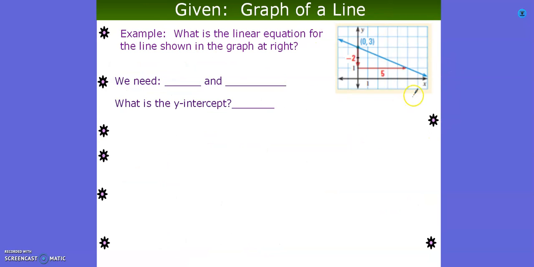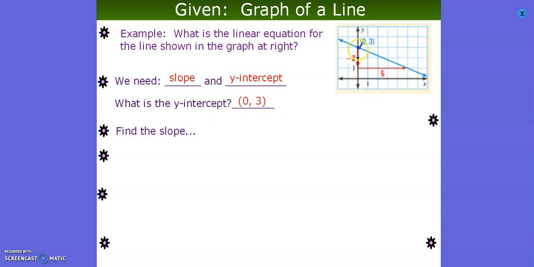What if you're given a graph? If we're given the graph, then we need to know our slope and our y-intercept. So when I take a look at this graph, I can see my y-intercept here at (0, 3). That's important. That's the intercept. And then we also need to find the slope. We can find this in two different ways.